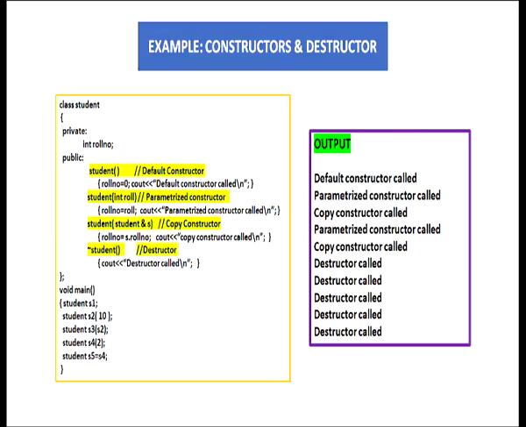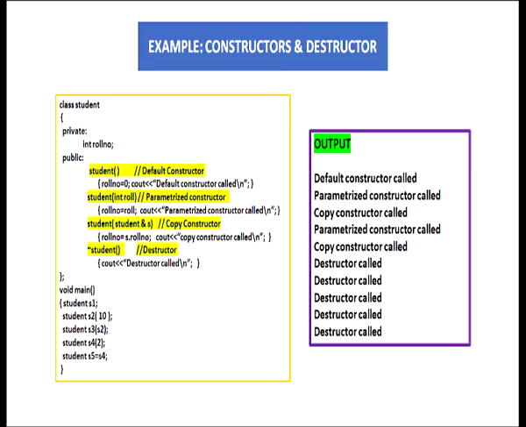Now, the next statement is student S2 and within brackets 10. In this case, as we are passing the value of the data member as a parameter, the parameterized constructor will be called and it will assign value 10 to roll number and display "parameterized constructor called" in the output window. You can see the second statement, parameterized constructor called.